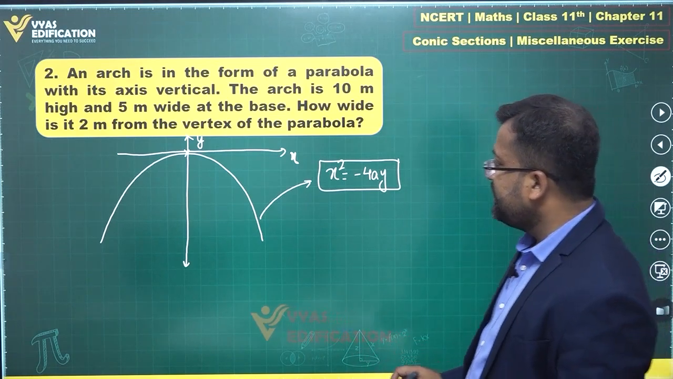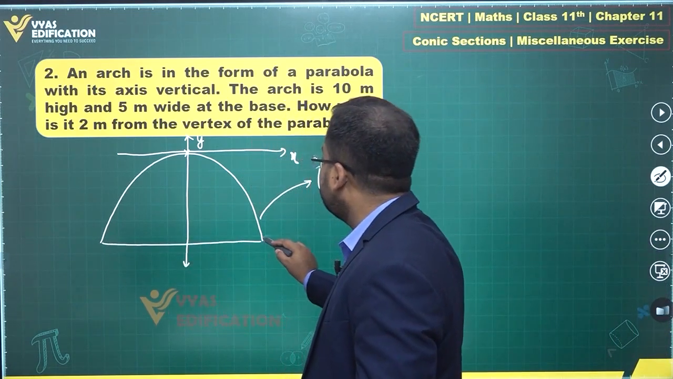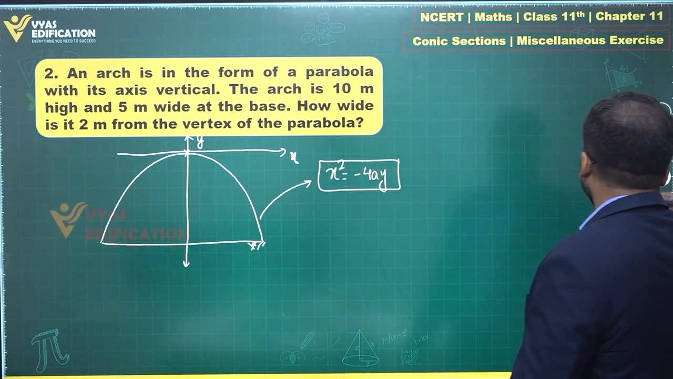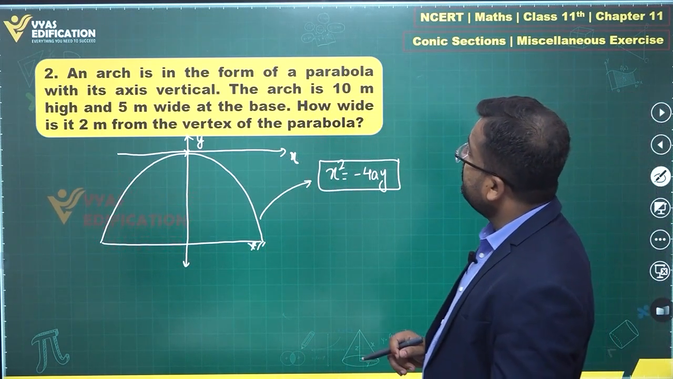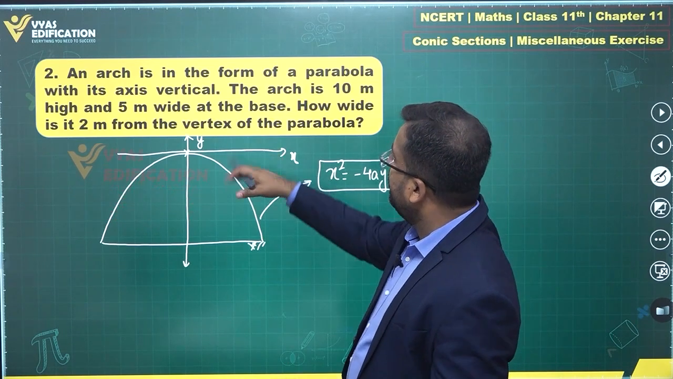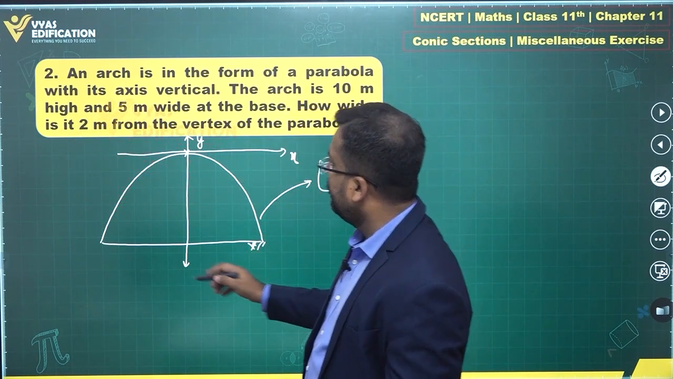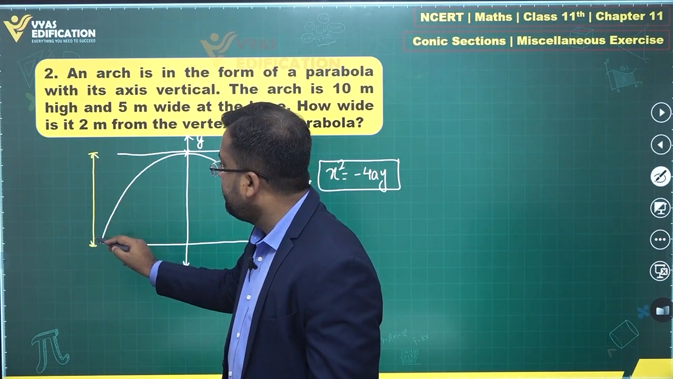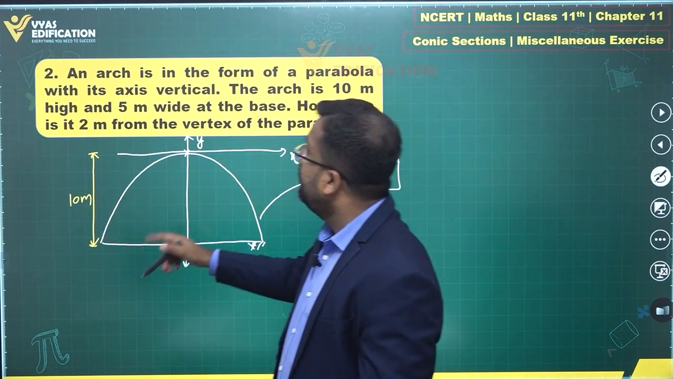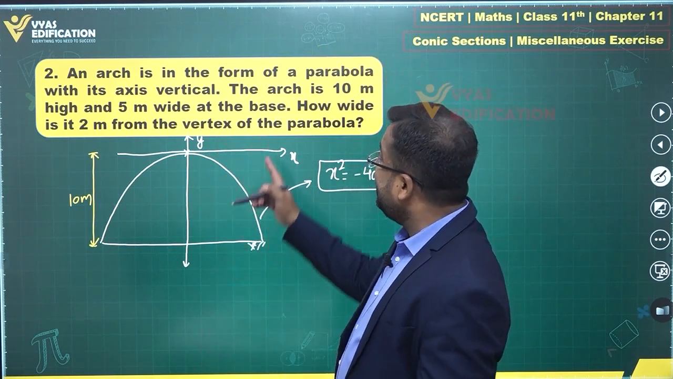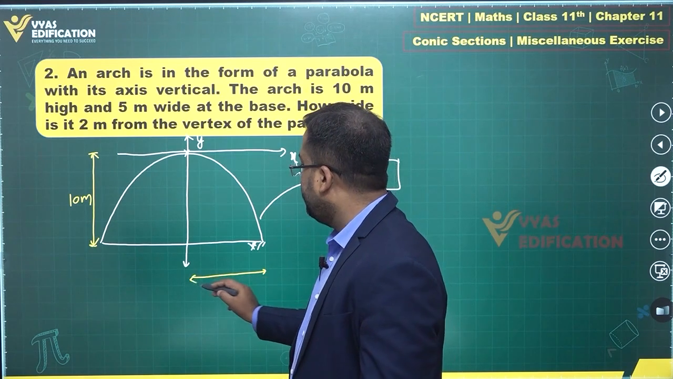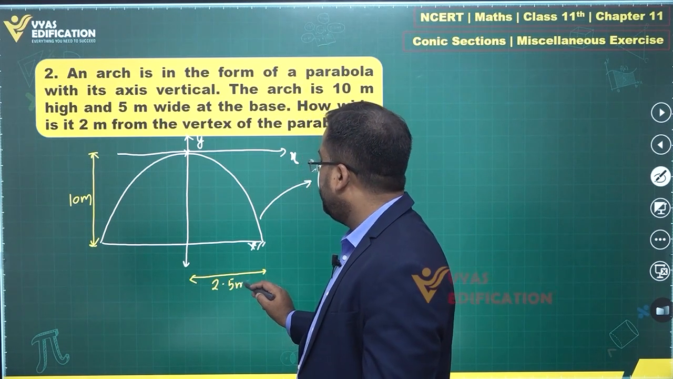What else? There are some dimensions given, right? This is the base of this particular arch, and the arch is in the form of a parabola with its axis vertical. The arch is 10 meters high, so this is 10 meters. It is 5 meters wide at the base, so this total is 5 meters, which implies this here will be 2.5 meters.